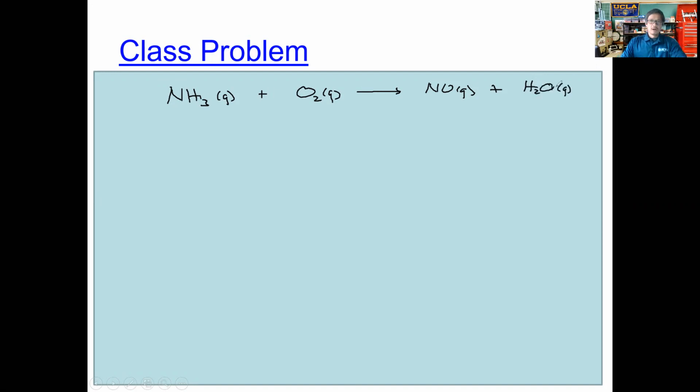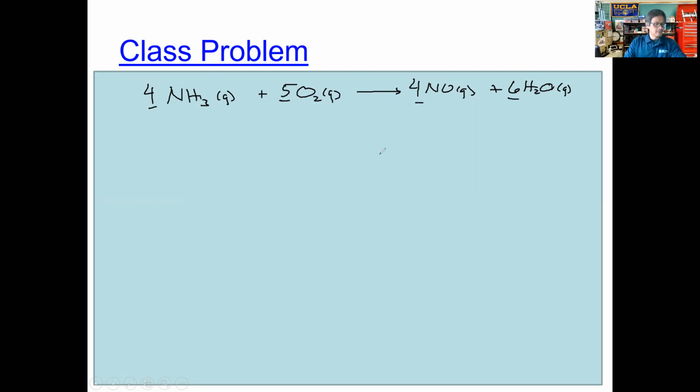If you got all those formulas correct, then the balanced equation, if you got it right, is 4, 5, 4, 6. 4, 5, 4, 6 will get you the balanced equation. These are the coefficients that we will use to balance. Next step, let's write down what we're given.